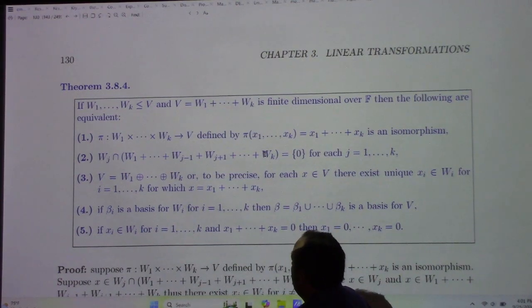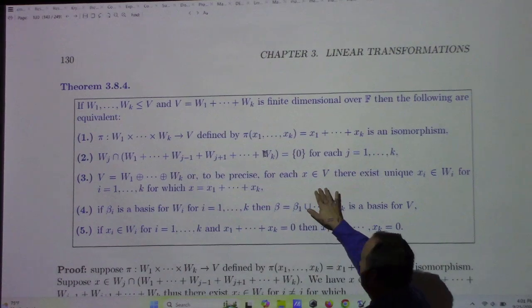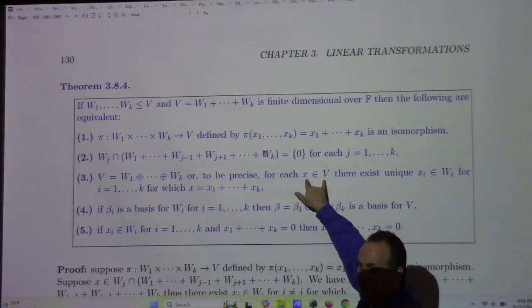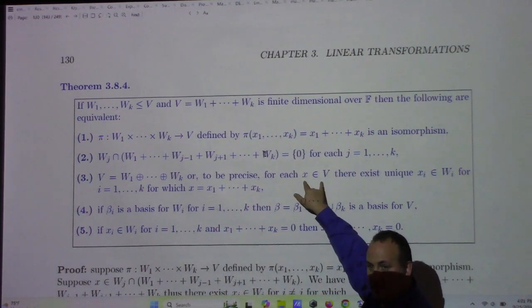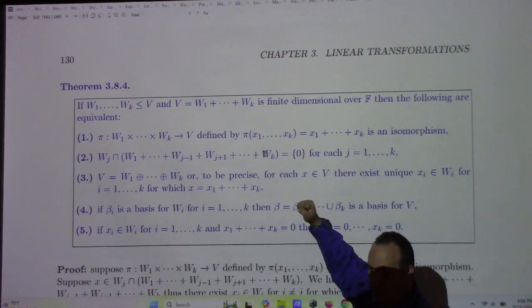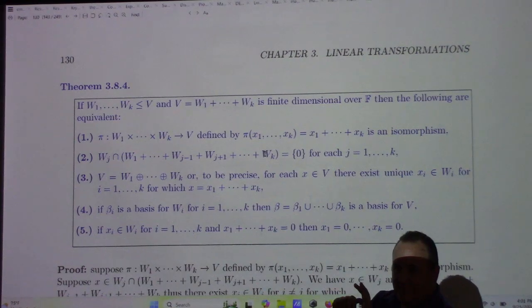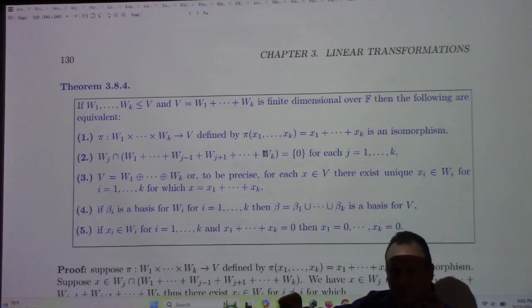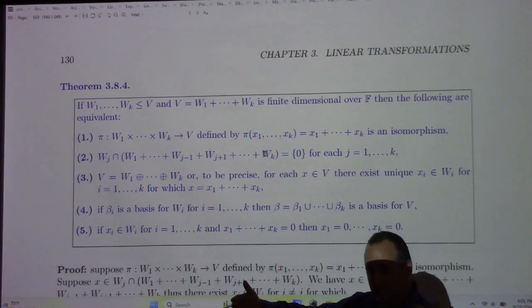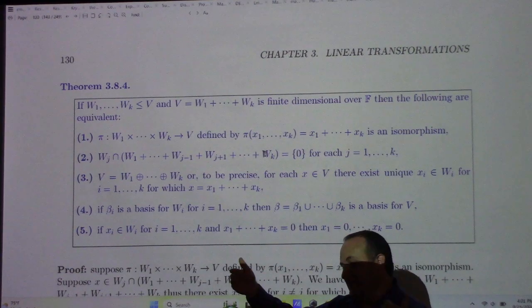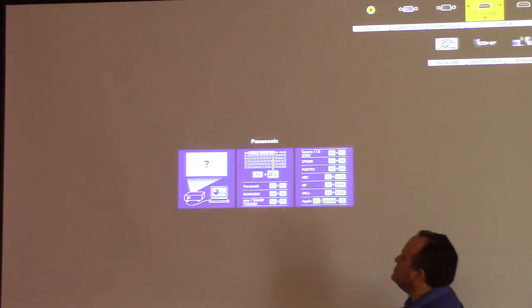But here's really more the point: for every vector x in V, there is a unique choice of x1, x2, and so on through xk, such that x is the sum of x1 through xk. There's a unique breakdown of the vector into vector components in each one of the independent subspaces.